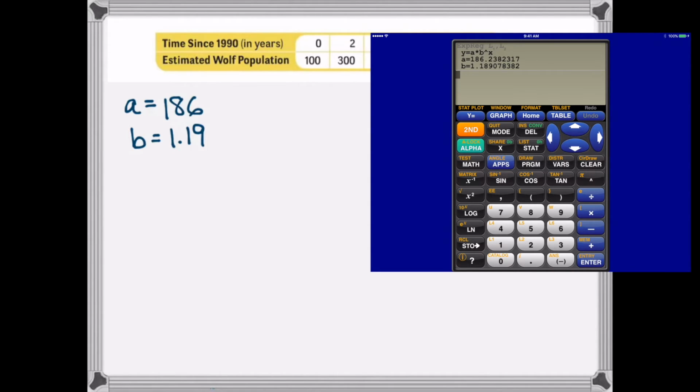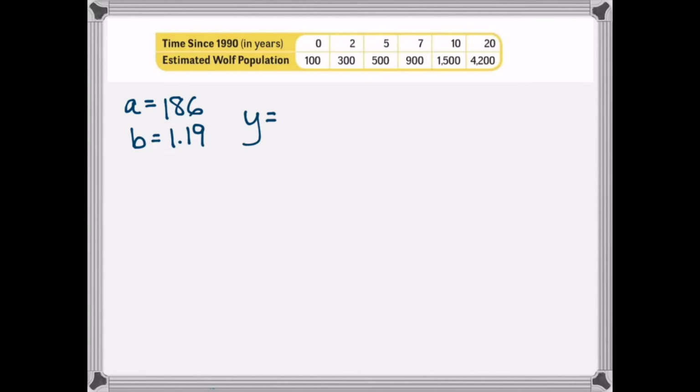The general form for all exponential equations is y equals A times B to the x power. So when we plug our values in, we'll say y equals 186, parentheses 1.19 to the x power.